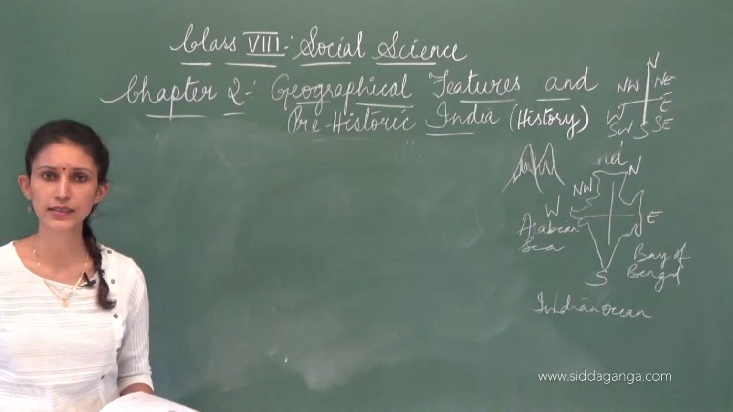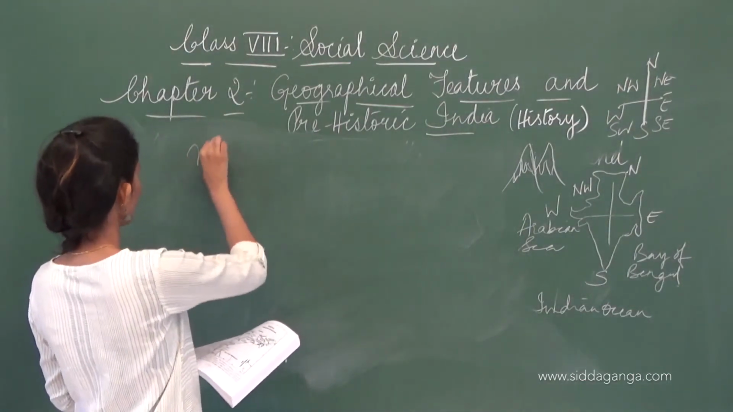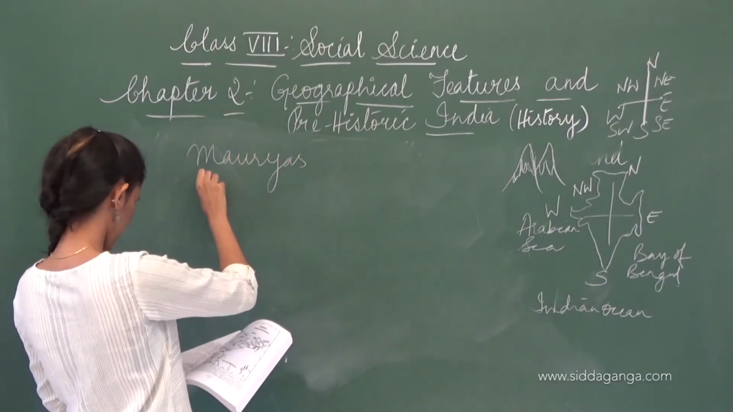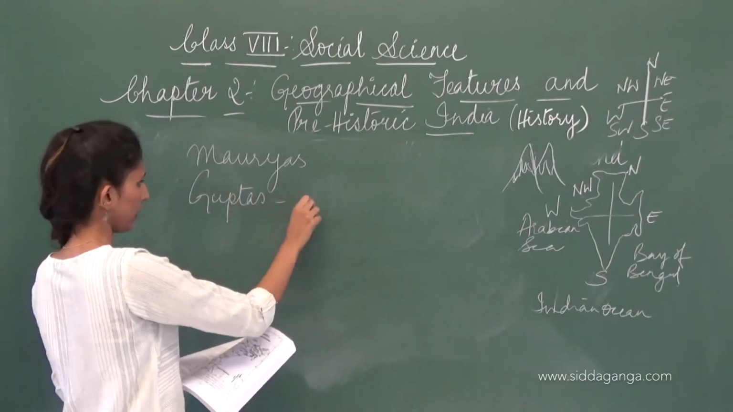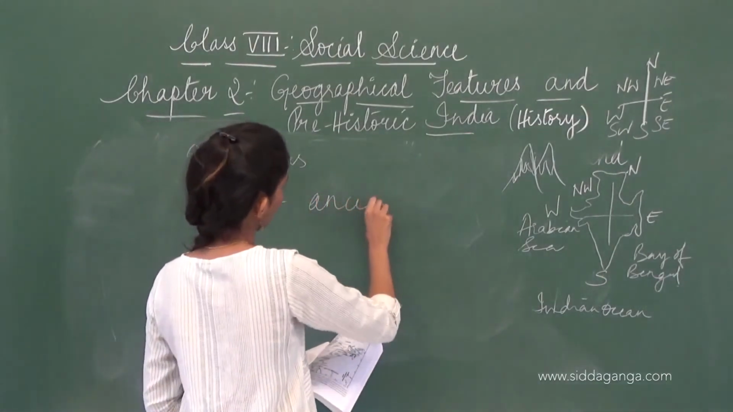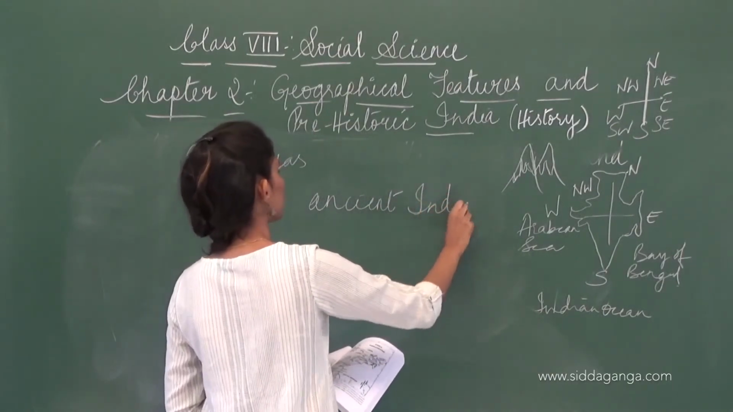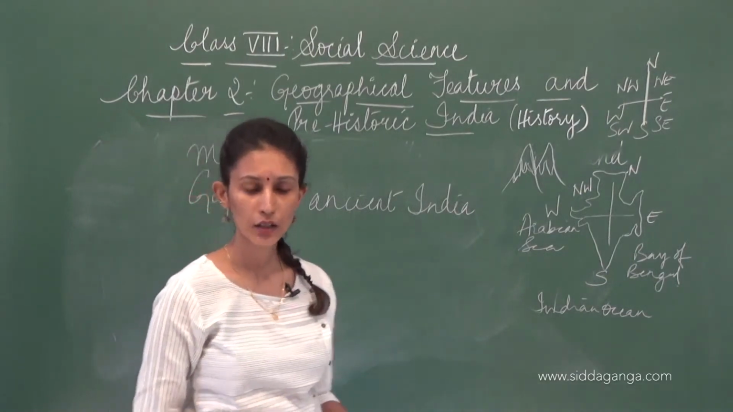Now two empires have ruled this place. Two empires have been very prominent in ruling ancient India. Those are the Mauryas and the Guptas. They have been ruling in ancient India. Who are they? The Mauryas and the Guptas.